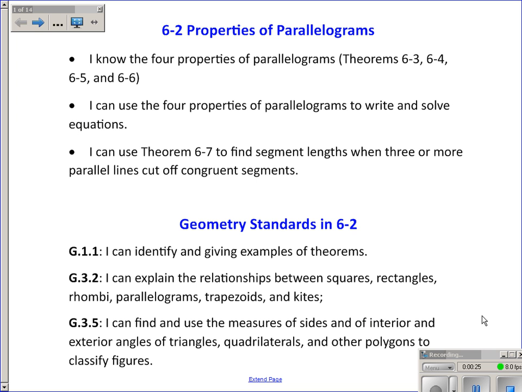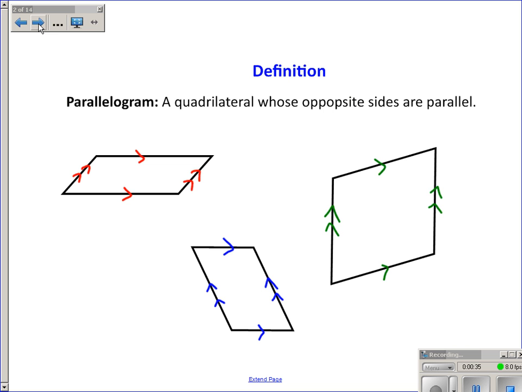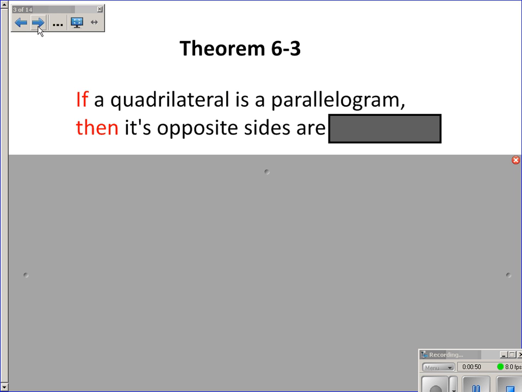And you can also use Theorem 6-7 to find segment lengths when 3 or more parallel lines cut off congruent segments. So let's begin with a definition of what a parallelogram is. It's a quadrilateral, meaning 4 sides, and the opposite sides are parallel, which is why it's called a parallelogram, because the opposite sides are parallel. So the first property you need to know is about the opposite sides.